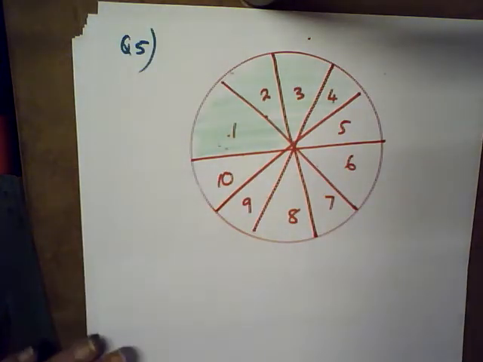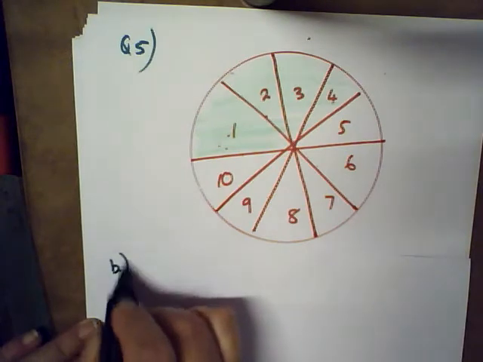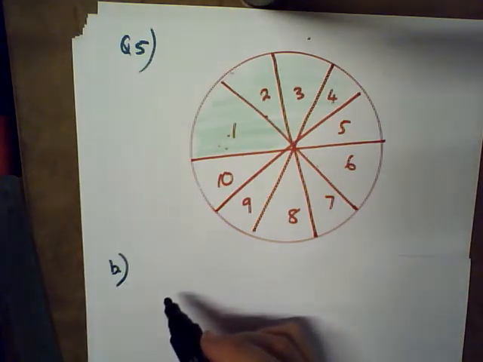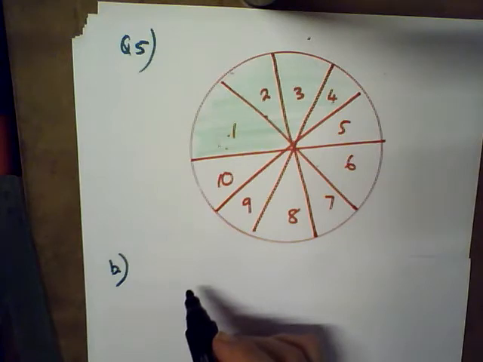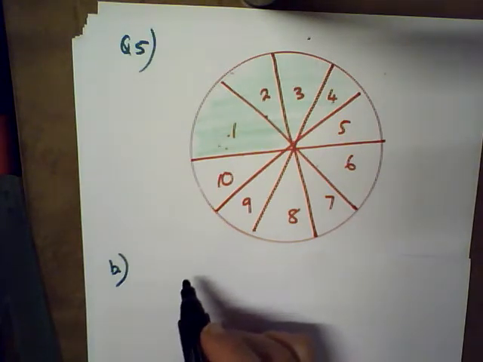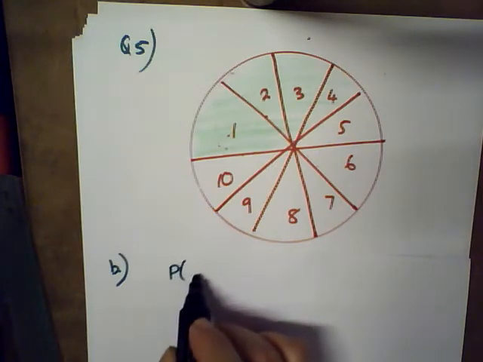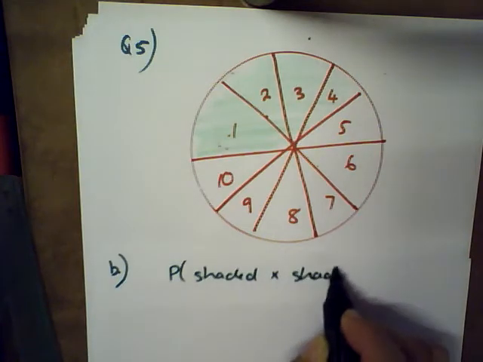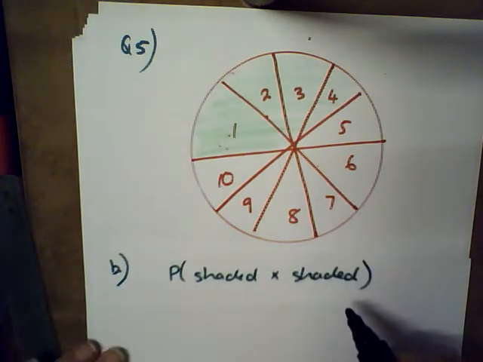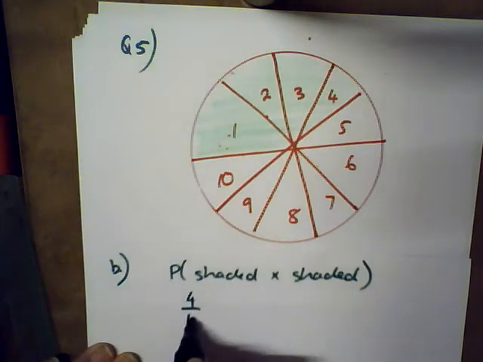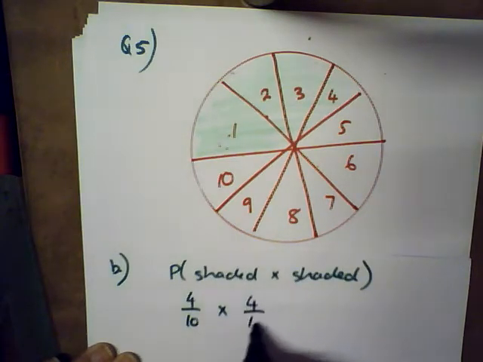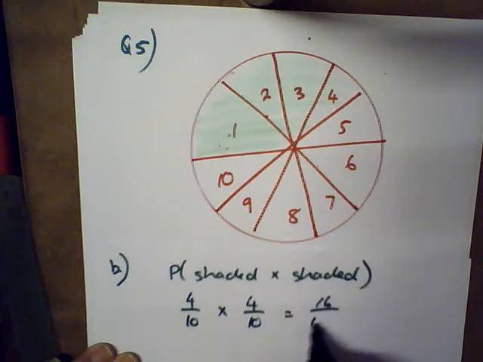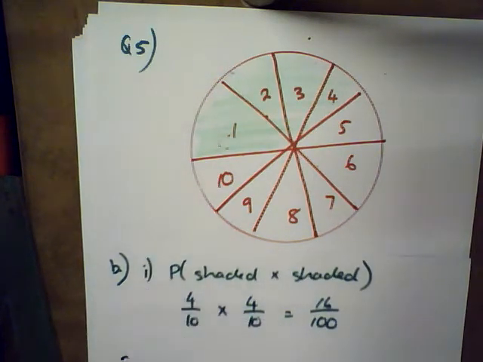Let's have a look at question B. The wheel is spun twice, so that each time a sector is selected, find the probability that both sectors are shaded. Probability that both are shaded. So we have shaded and shaded. Okay, so the probability that it's shaded is 4 out of 10, and shaded again, so that would give us 16 over 100, and that's the answer. And that was number 1.